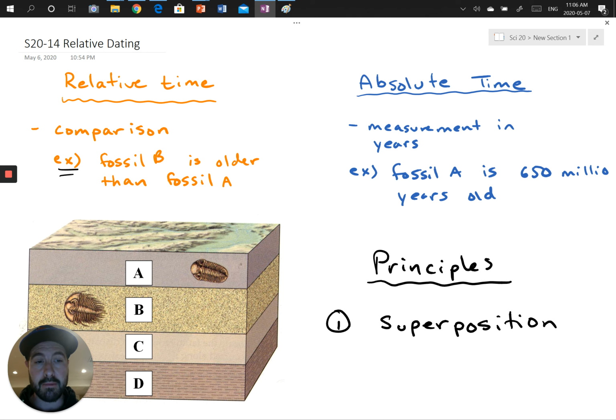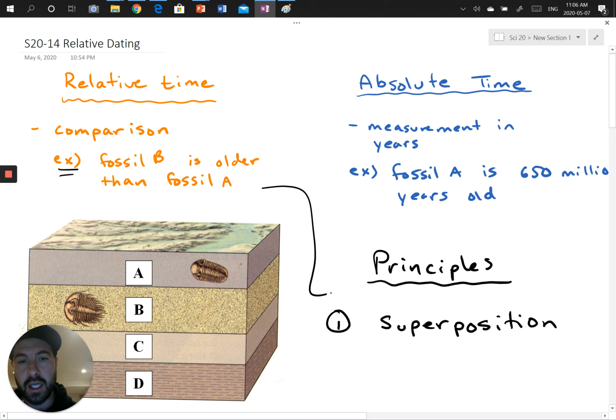This is something where we're going to actually use a process, and we're going to be able to measure time in years. We use radioactive decay of elements to measure this, and this is something we're going to look at as well. But for now, we're going to look at relative dating, and there are 4 principles of relative dating that we're going to take a look at here.